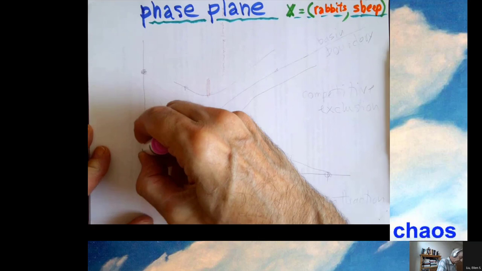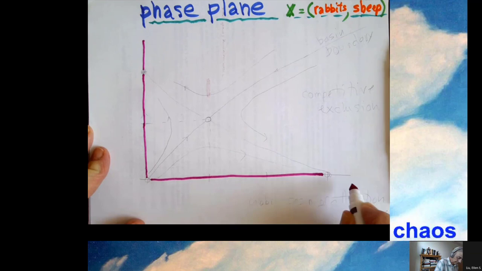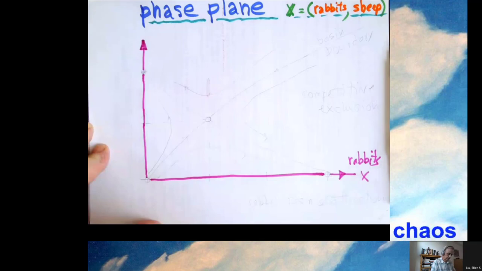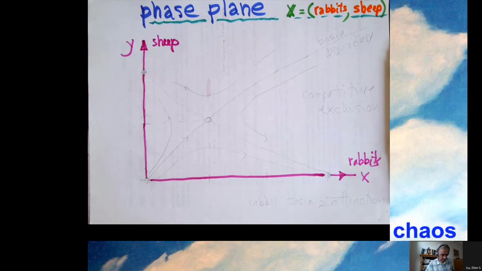Remember, this is all about the rabbits. So I'm counting rabbits. I call their number x, the density of rabbits per hectare of the field. This is x, or rabbits. This is sheep. On this plot, I had a fixed point at the origin. No sheep, no rabbits, nothing happens. That's obviously a fixed point.